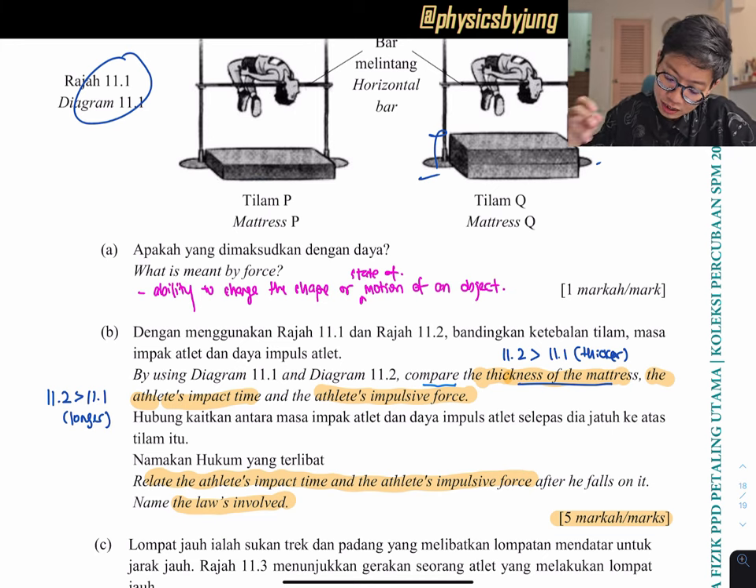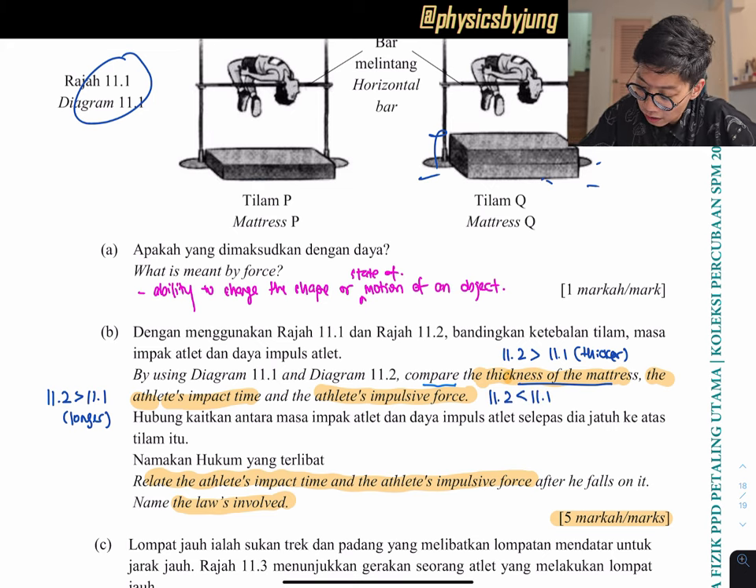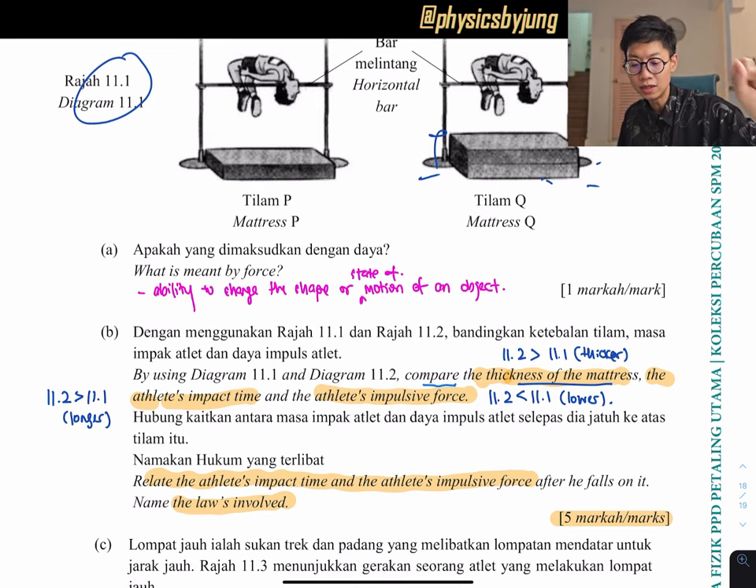Impulsive force? Because this has a larger impact time, this one is less painful, right? So 11.2 is lesser than 11.1. We can say lower impulsive force. So thicker mattress, longer time of impact, lower impulsive force. So I give you the adjective already.